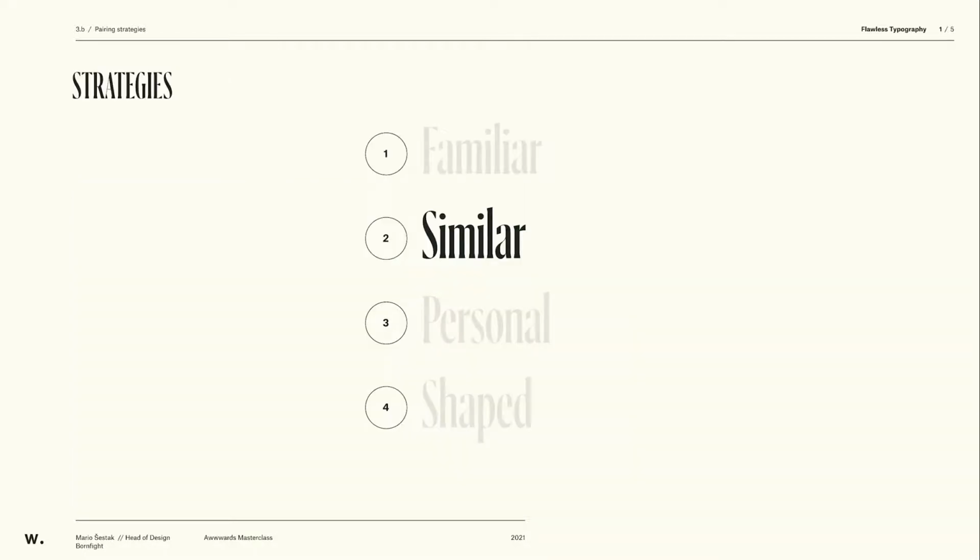The next strategy is similarity. Look for typefaces that have similarities in their construction. Typefaces with similar proportions or anatomy can pair very good. The goal is to find similarities in construction, but still they have to have their differences in style or character, something that would spark an interest.